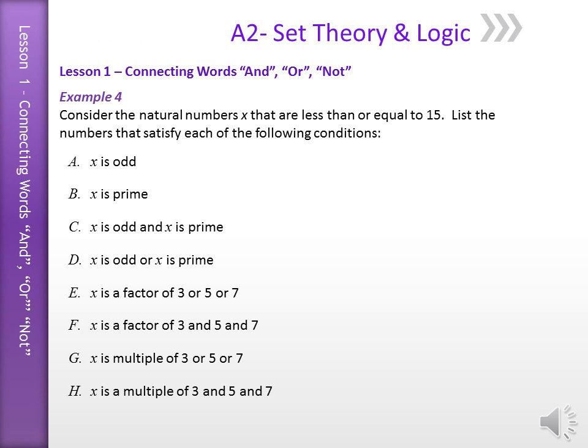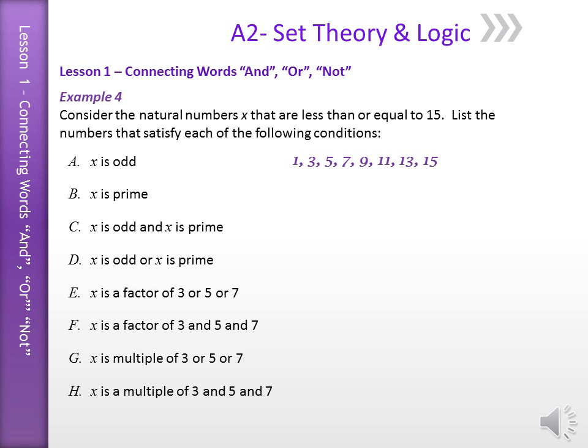Okay, let's try an example. Example 4. Consider the natural numbers x that are less than or equal to 15. So these would be all the counting numbers starting with 1 and going up to 15. List the numbers that satisfy each of the following conditions. A. X is odd. We just need to list all the odd numbers between 1 and 15. 1, 3, 5, 7, 9, 11, 13, and 15.